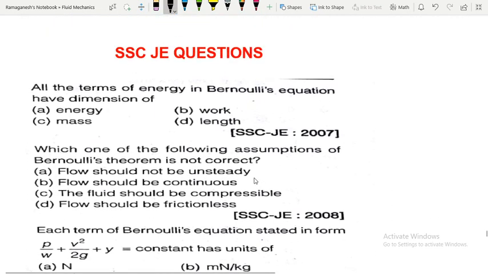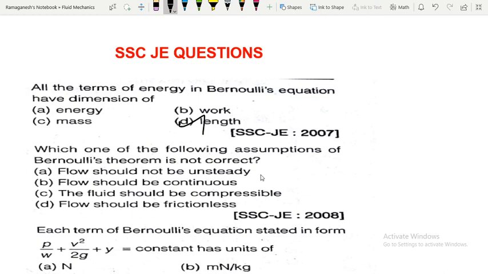So start with the SSC JE questions. So all the terms of the energy in the Bernoulli's equation, so தான் கேட்டிருக்காங்க. So dimension அதே தான், சரியா? சேம் question தான் ரிப்பீட் ஆயிருக்கு. ஆப்ஷன் டி லென்த் தான்.